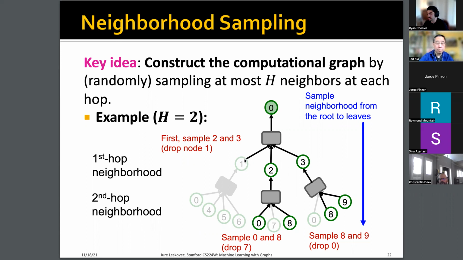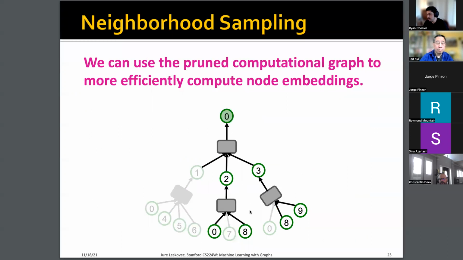So for example, we pruned the node here, and in turn that pruned all of this stuff, and then the next step we got 0 and 8, but we dropped 7. So this defining h and how many neighbors you sample is very useful as a guardrail against that, to make sure that the graph stays a feasible size. So this is what the pruned graph might look like.